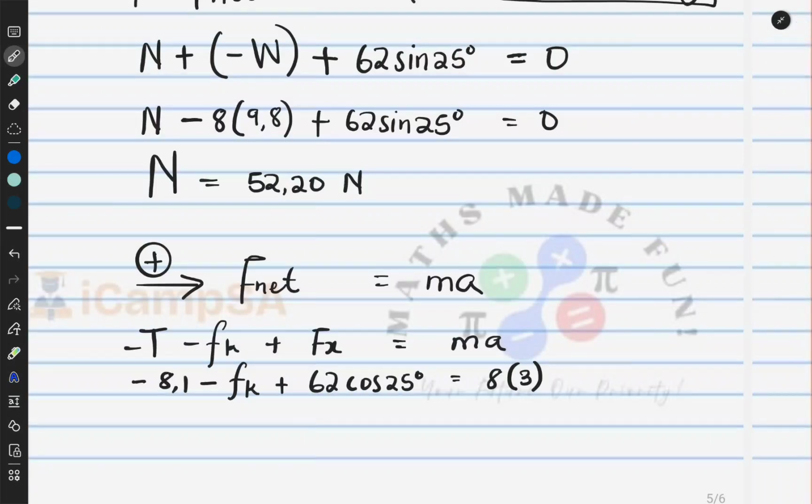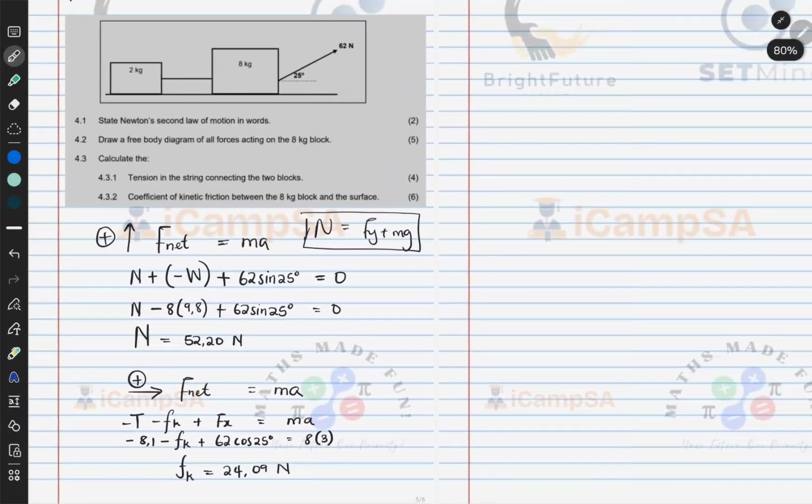Are we good? So Fk, my f looks funny, sorry, but you can see it's an f. I'm going to punch my calculator. So Fk, or the kinetic friction, is 24.09 newtons. That's what I get. So now, if you check, I have the normal force and I have the kinetic friction. But remember, we are looking for the coefficient of kinetic friction.